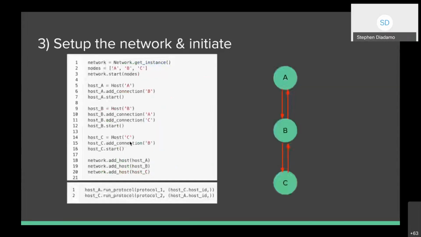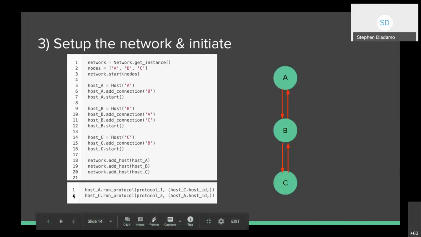And then what we do is we construct a network. We have this network singleton object. We define the nodes in the network. We define the node IDs, and then we have these host objects. We can add connections to the hosts, and then we put all the hosts in the network, and then you see these 2 lines at the bottom. We can run our 2 protocols that we defined above.